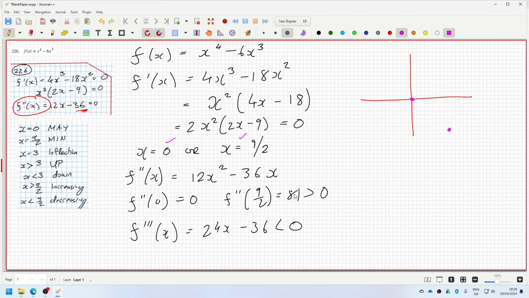Now the second derivative is a positive, which makes that a minimum. So that's fine. And the second derivative is 0 here. So that means it's an inflection point here. But because the third derivative is negative, it's a falling inflection point. So I'm thinking it's something like this, levels out.